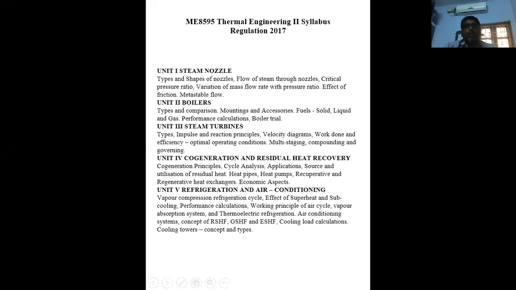Good morning, everybody. Today we will discuss ME 8595 Thermal Engineering 2 from the 2017 regulation. Previously, you studied thermodynamics, steam properties, pure substances and other topics. From this unit, steam nozzle, we have to study different types of nozzle, shapes of nozzle, maximum flow through nozzles, critical pressure ratio, variation of mass flow rate with the pressure ratio, effect of friction, and metastable flow.